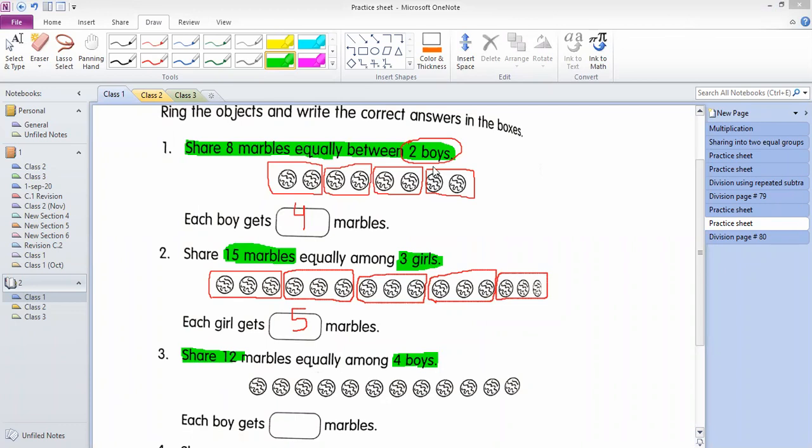Okay, I'll take one more student. Moaz, can you hear me, Moaz? Yes, Moaz, tell me. We have to distribute these 12 marbles equally among 4 boys. How can we do it, and each boy will get how many marbles?